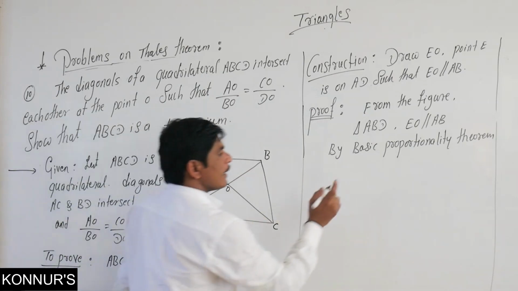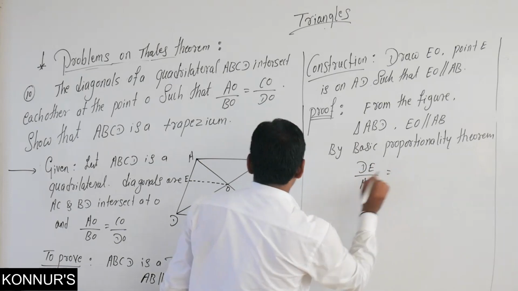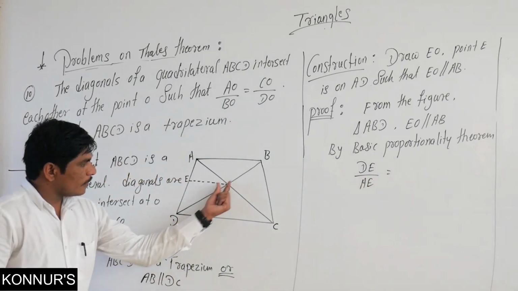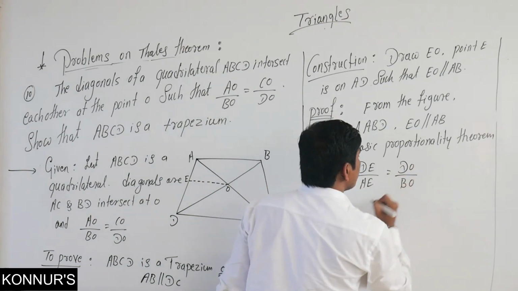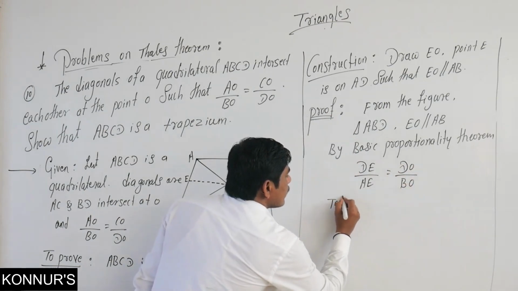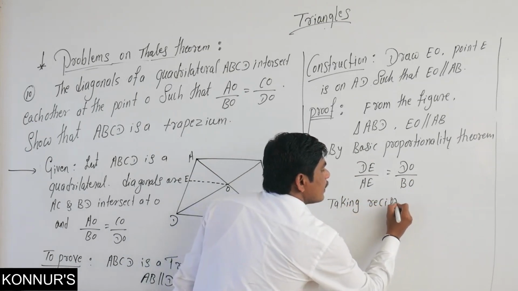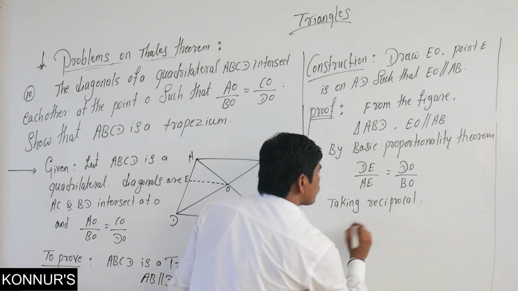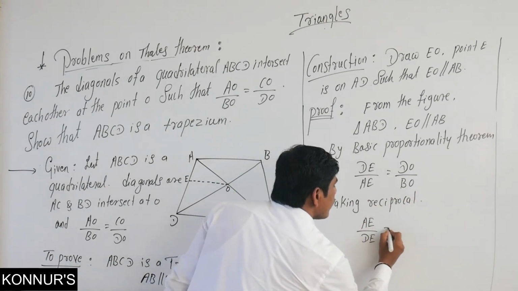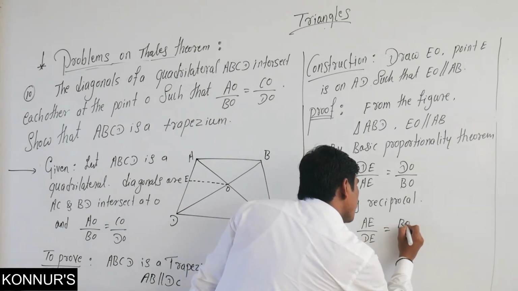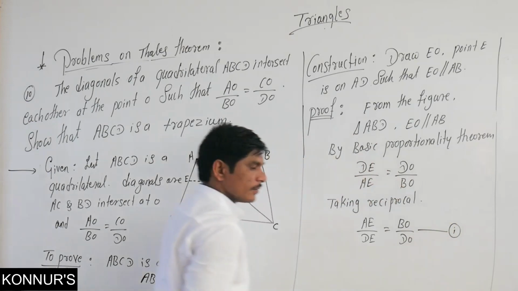DE divided by AE is equal to DO divided by BO. Now taking reciprocal, AE by DE is equal to BO by DO. This is the first equation.